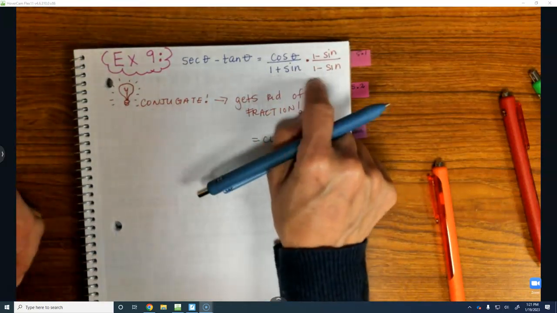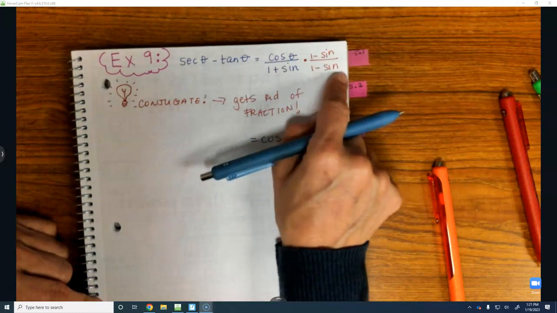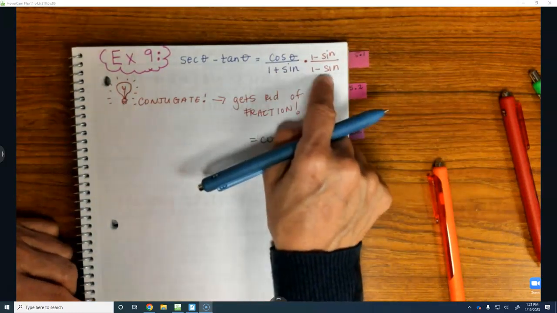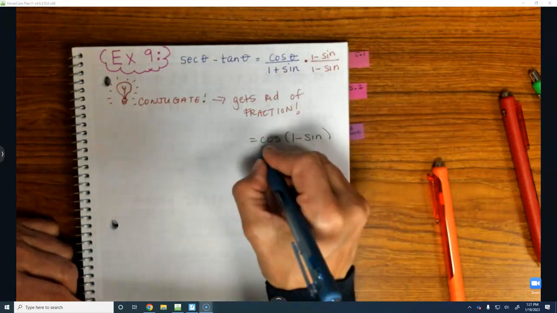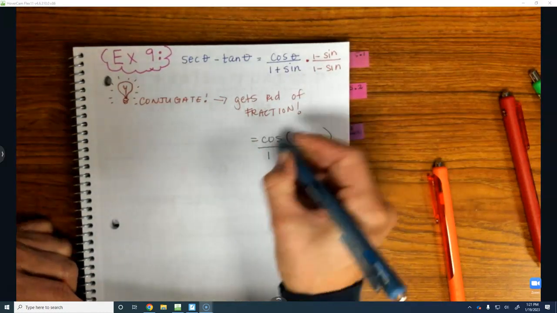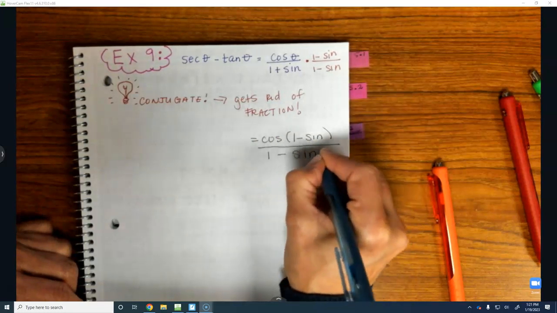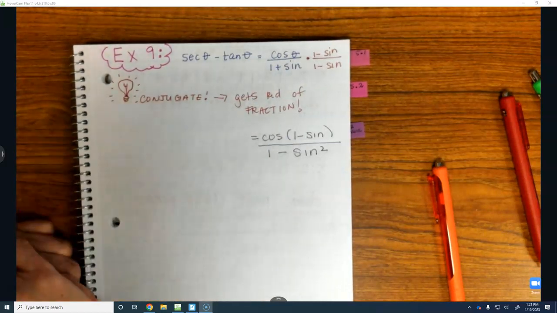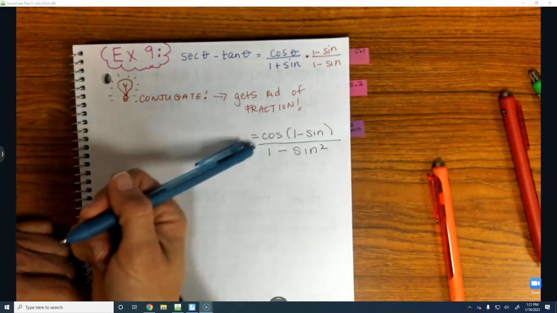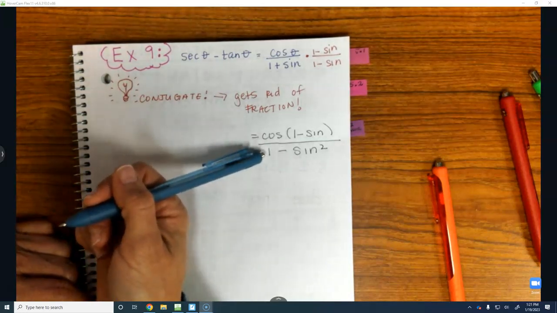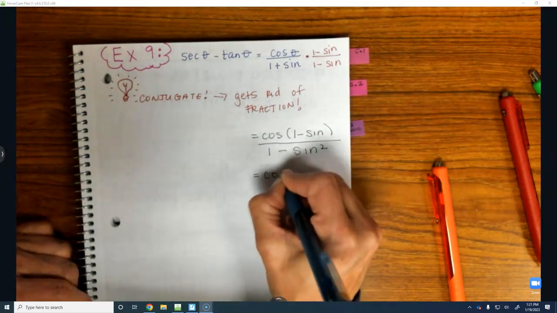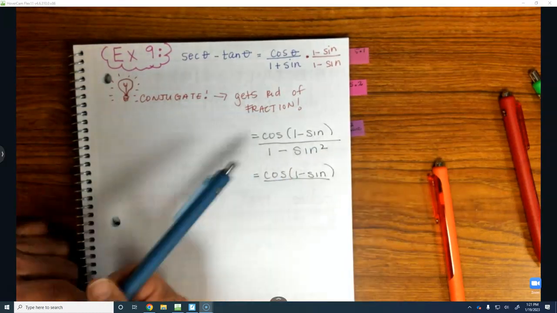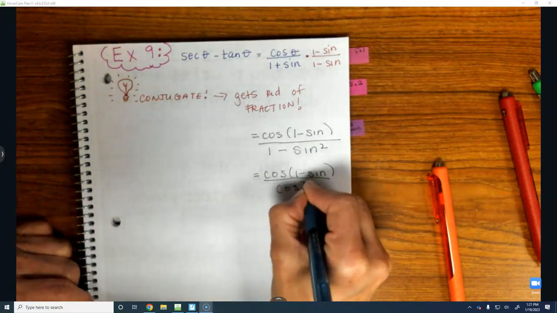But look, guys, again, these are conjugates. They are factors of a difference of 2 squares, not a perfect square trinomial. So that's just going to be 1 minus sine squared when I multiply those 2 together. Y'all, that's an identity. That's going to equal cosine squared. I'm recopying the numerator, by the way, right now. Remember, that equals cosine squared.